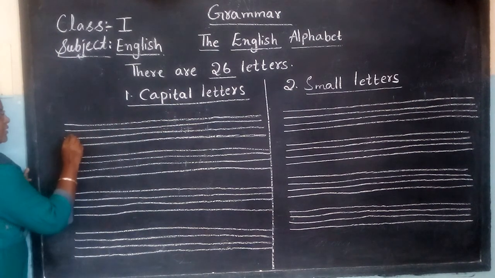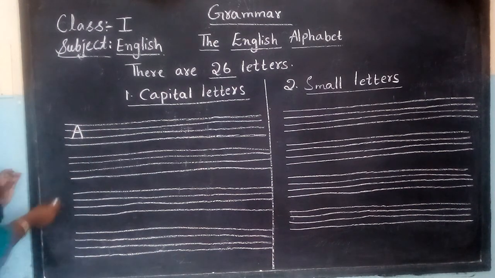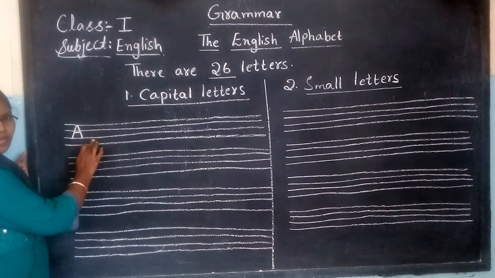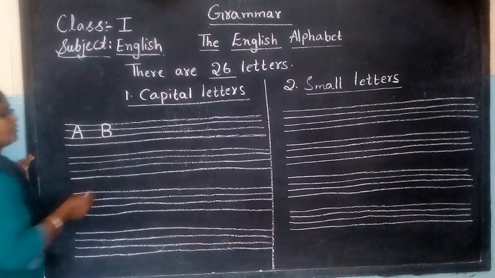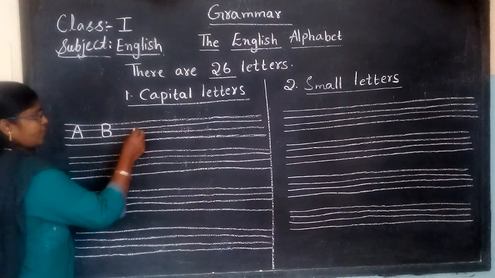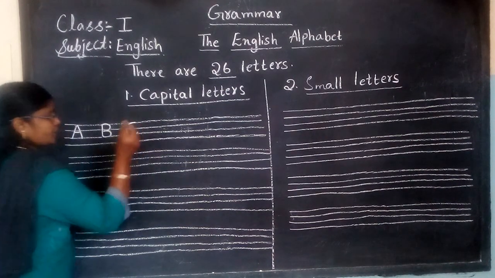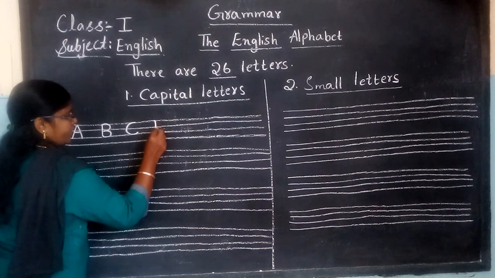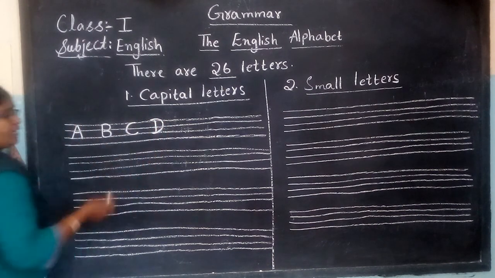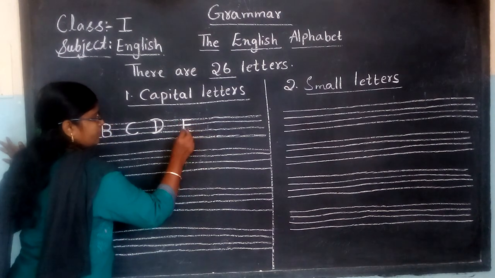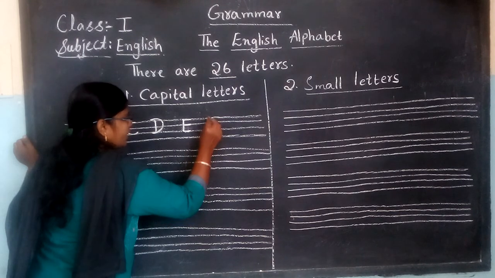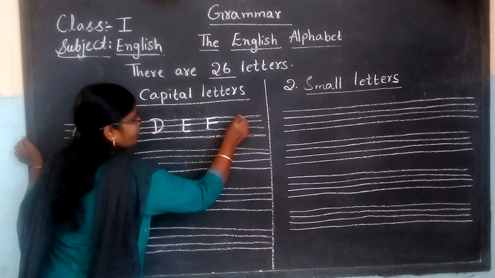So write down first capital A. What is this? Capital A. After A you have to leave some space. Then write down capital B. Okay, children. Then give the space, capital C. Then leave some space, capital D. Then space after, capital E. Capital F. Capital G.